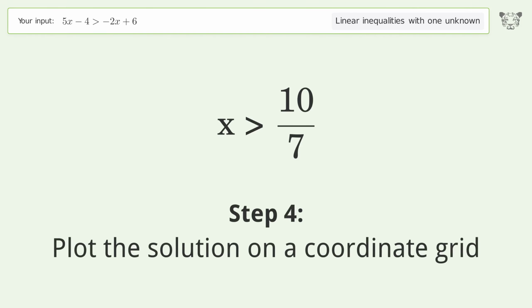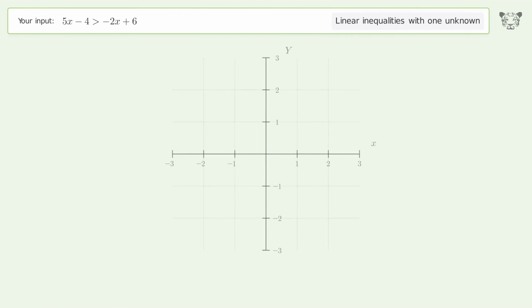Plot the solution on a coordinate grid. And so the final result is x greater than 10 over 7 greater than 13 over 7.